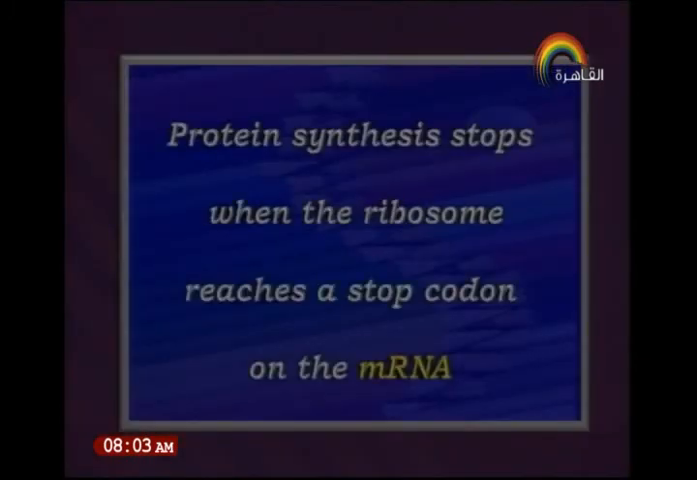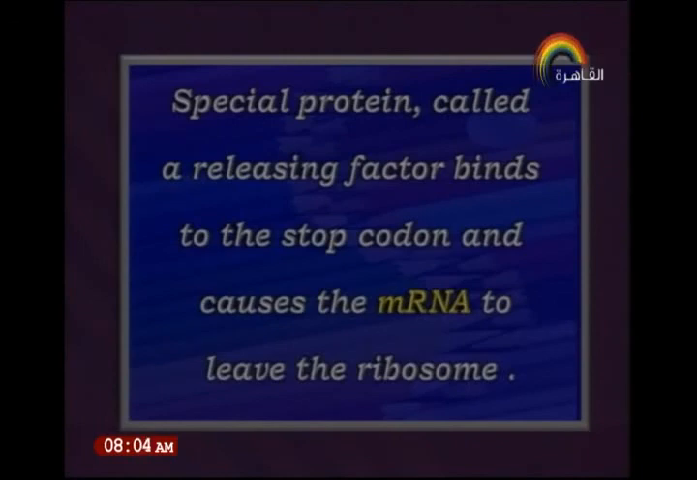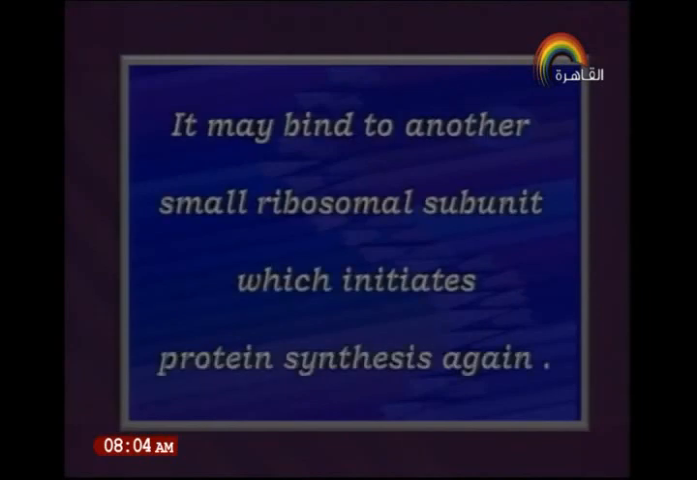Protein synthesis stops when the ribosome reaches a stop codon on the messenger RNA. A special protein called a releasing factor binds to the stop codon and causes the messenger RNA to leave the ribosome. The ribosomal subunits separate as the 5' end of the messenger RNA emerges from the ribosome. It may bind to another small ribosomal subunit, which initiates protein synthesis again.